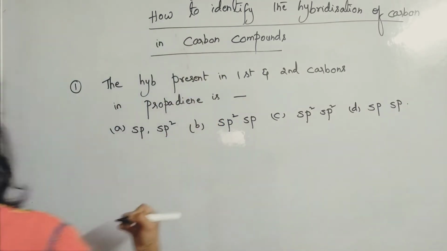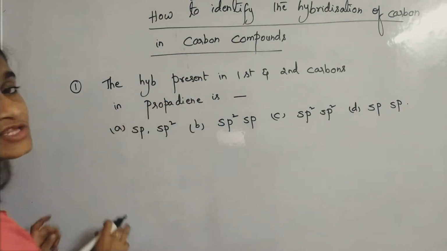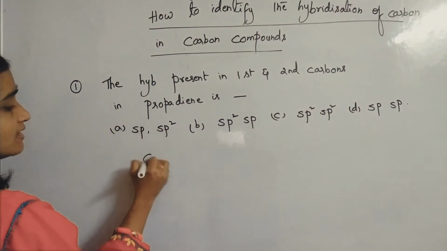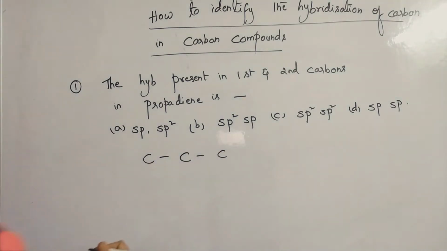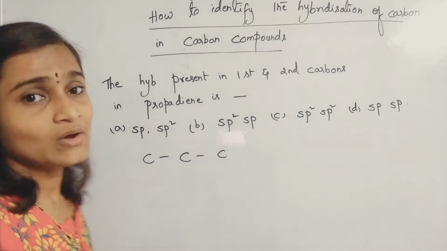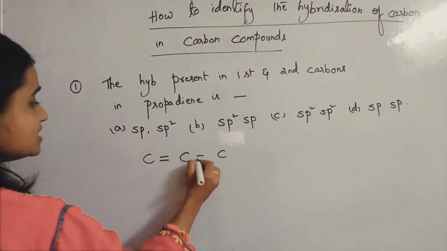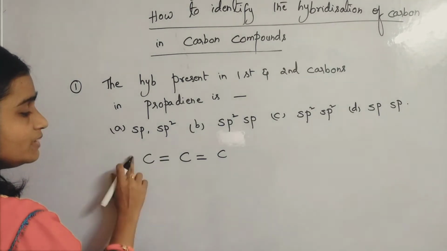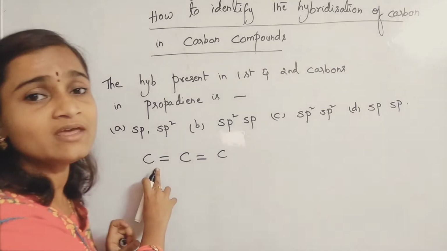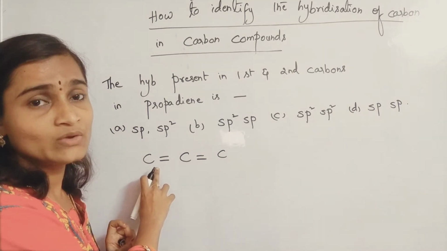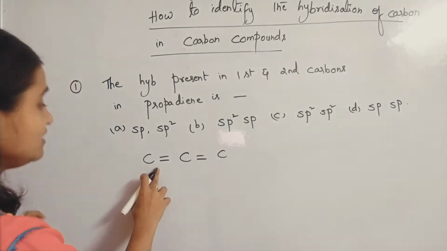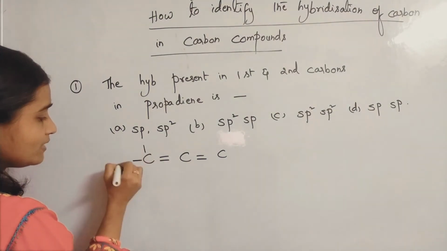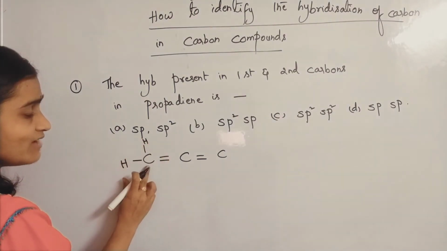How do you have to check? Okay, propadiene, you have to draw the structure and identify, isn't it? Prop means 3 carbon atoms. Diene means 2 double bonds should be there, so we keep the 2 double bonds alternately. Propadiene structure will be like this. Now the remaining are hydrogens, to satisfy the tetravalency of carbon. Here only 2 bonds are fulfilled, so we have to keep 2 more hydrogens to satisfy the tetravalency of carbon.